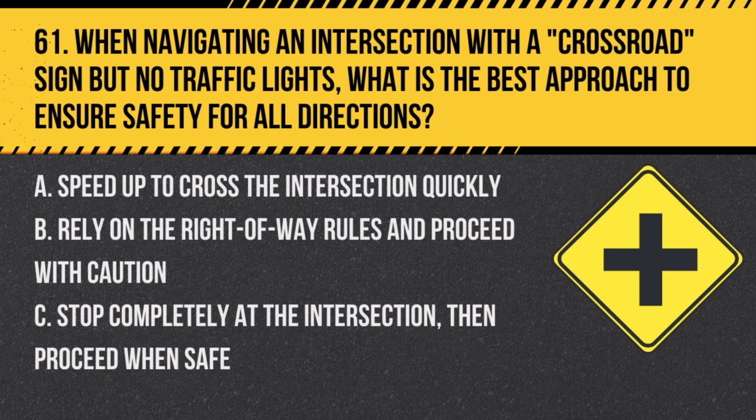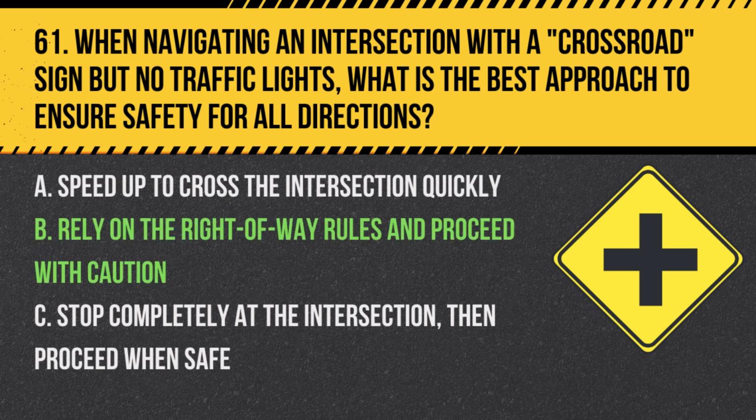Question 61. When navigating an intersection with a crossroad sign but no traffic lights, what is the best approach to ensure safety for all directions? A. Speed up to cross the intersection quickly. B. Rely on the right-of-way rules and proceed with caution. C. Stop completely at the intersection, then proceed when safe.